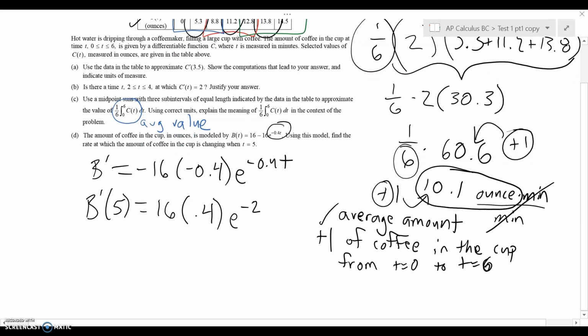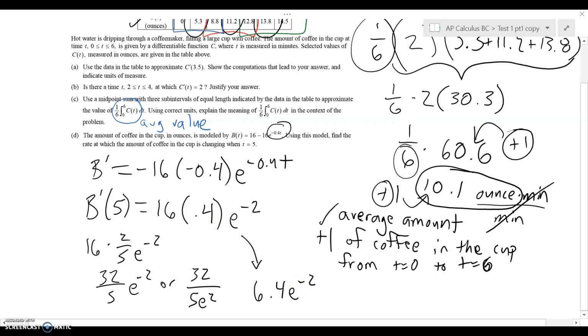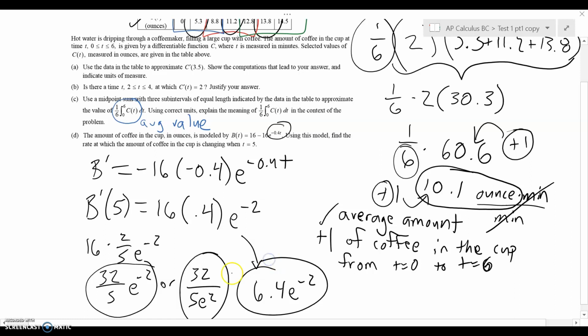The 16 times the 0.4 we can write a few different ways. You could write it as a fraction, 16 times 4/10 or 2/5 e to the negative 2, so that would be 32/5 e to the negative 2, or 32 over 5 e squared. Or another way, 16 times 0.4 is 6.4, so you could write it as a decimal. This is free response, so you can choose to express it in any number of equivalent forms, or another way would be 6.4 over e squared.